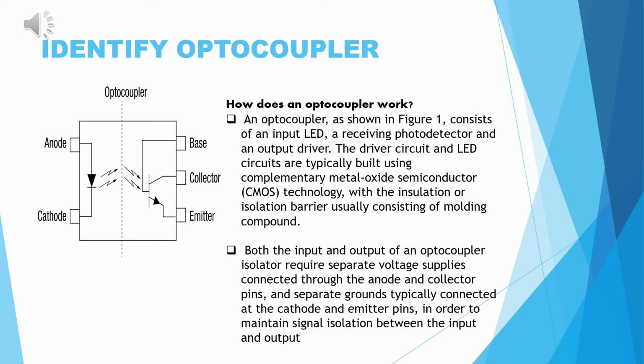Both the input and output of an optocoupler isolator require separate voltage supplies connected through the anode and collector pins, and separate grounds typically connected at the cathode and emitter pins in order to maintain signal isolation between the input and output.